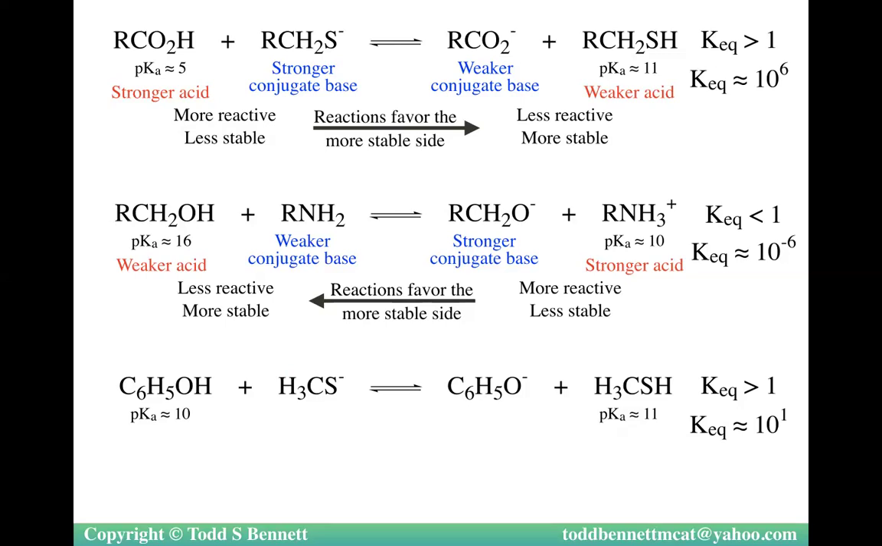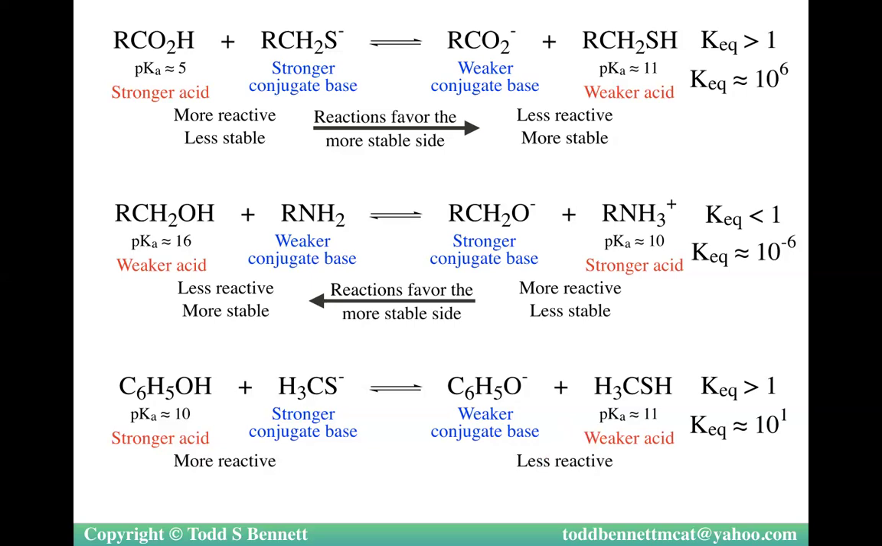Okay. Again, same story. Lower pK, stronger acid; higher pK, weaker acid. Stronger acid has a weaker conjugate base. Weaker acid has a stronger conjugate base. Stronger reagents are more reactive. Weaker reagents are less reactive. More reactive is less stable. Less reactive, more stable. So it's going to go in the forward direction, as we already predicted number-wise.